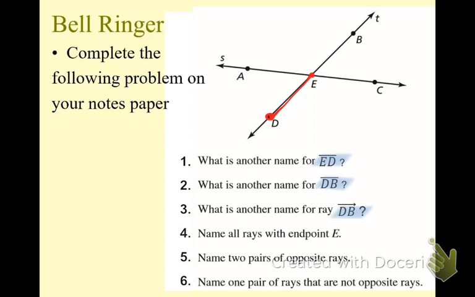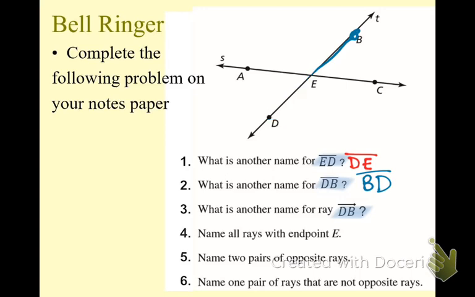So how can we rename ED? DE. So that's the same thing. What's another name for DB? So same thing, from the letter D to the letter B. BD. But the third is not a line segment. What is the third? A ray. It's a ray. So I cannot just flip the letters.